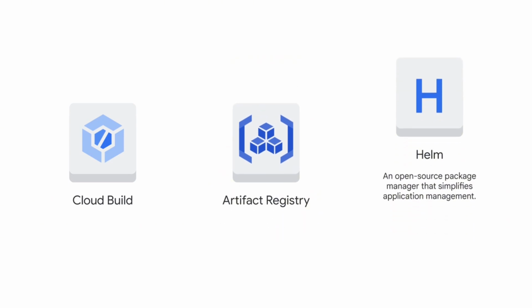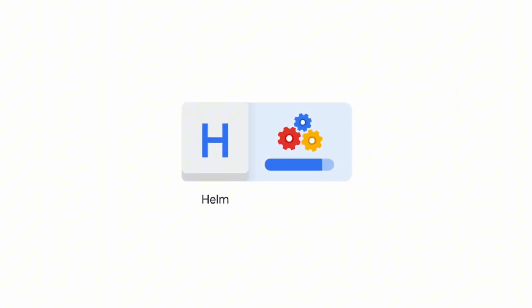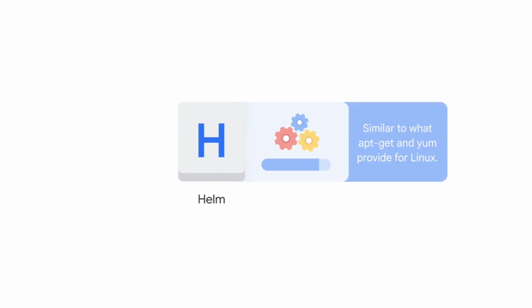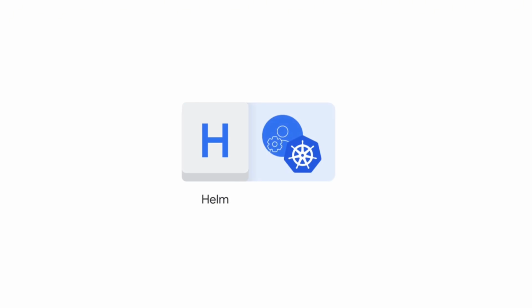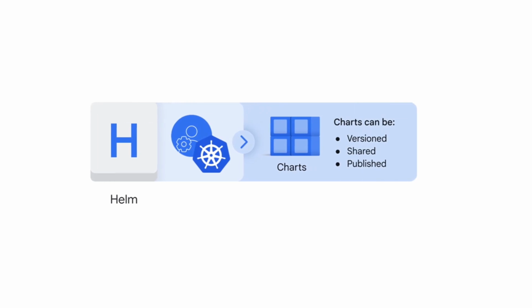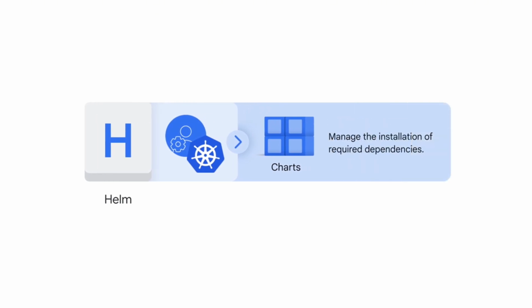Helm is an open-sourced package manager that simplifies application management. Helm provides traditional software installation and management functionalities similar to what apt-get and yum provide for Linux. Developers can use Helm to organize Kubernetes objects into packages called charts. Charts manage the deployment of complex applications and can be versioned, shared, and published. And they also manage the installation of required dependencies.